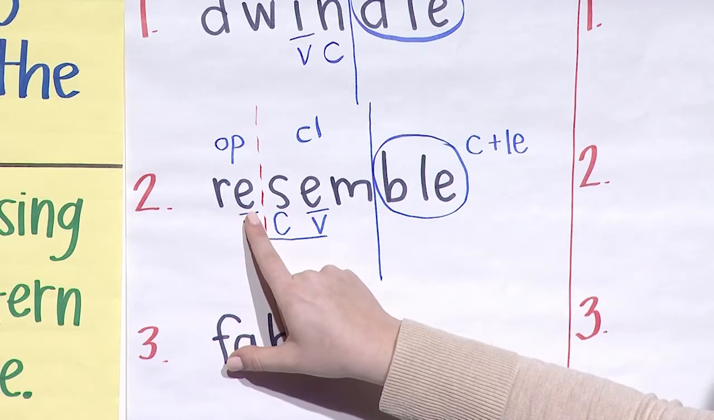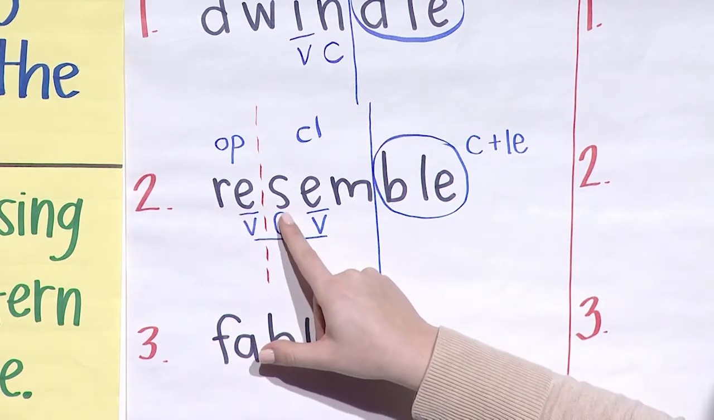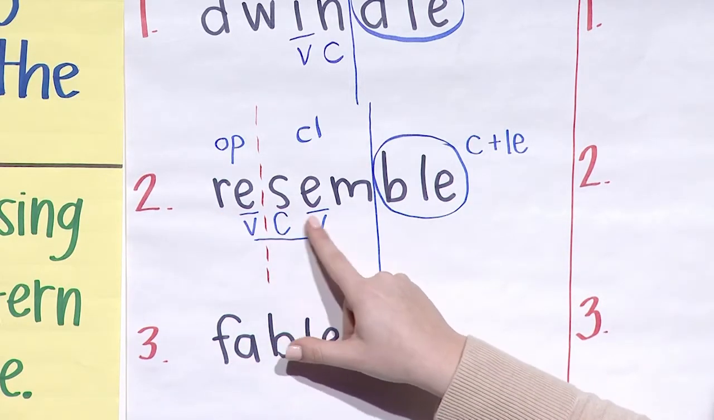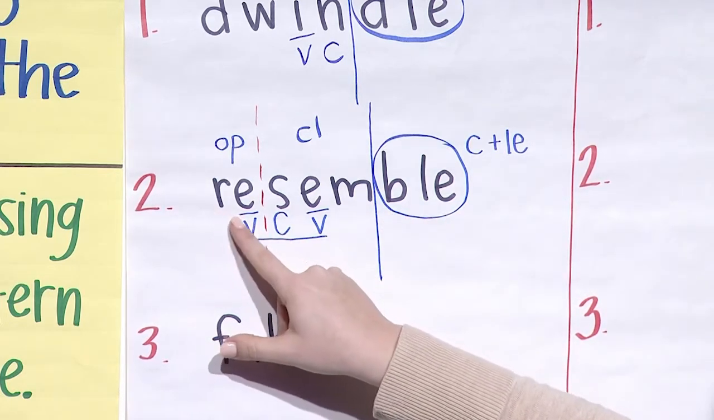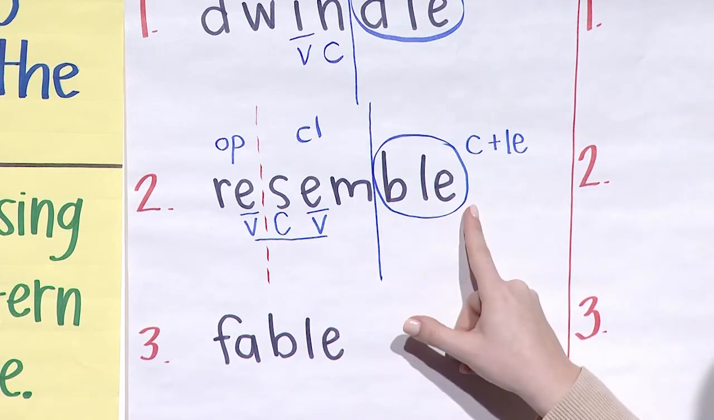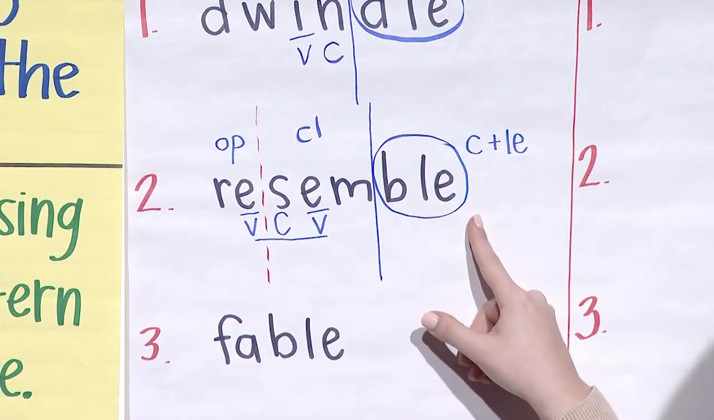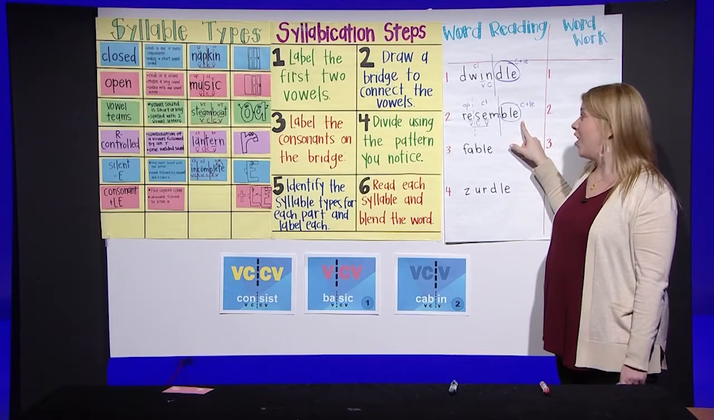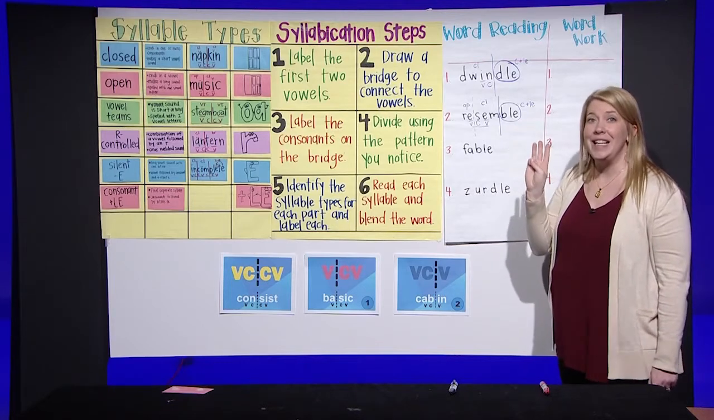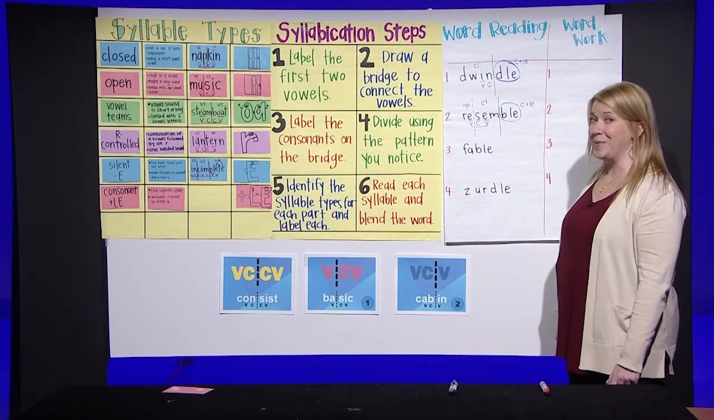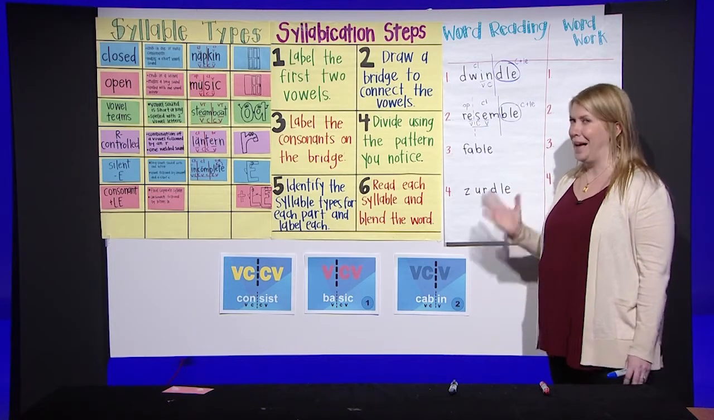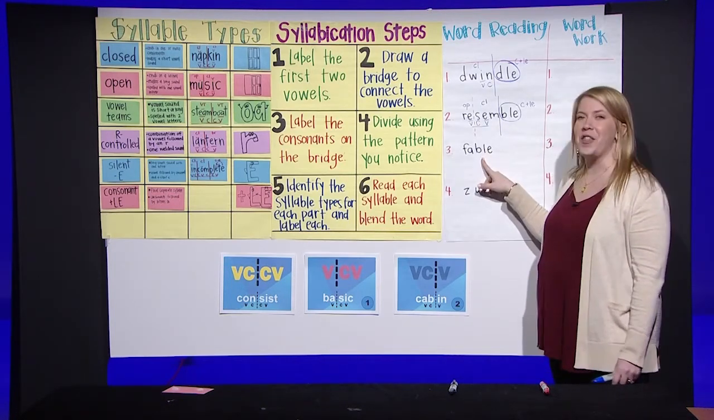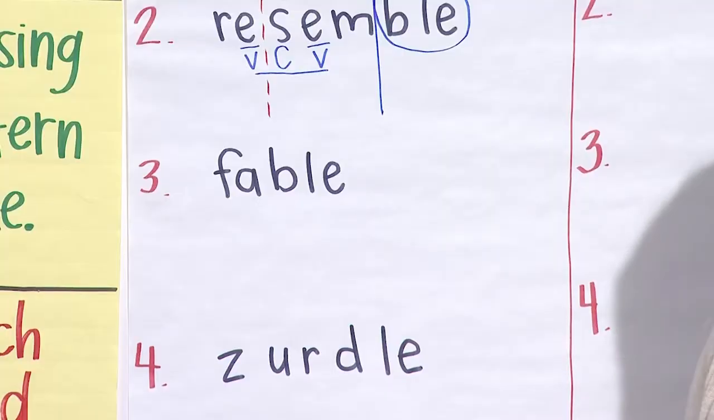R, E, re, s, m, sim, b, ol, bol. Resemble. Resemble. Very good reading. That was awesome. And a 3-syllable word. I'm so proud. Do you think you could do this again? I do too. Let's try another one. Will you write this word on your paper?